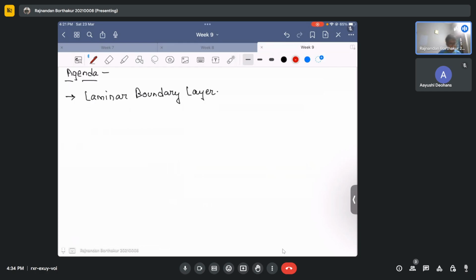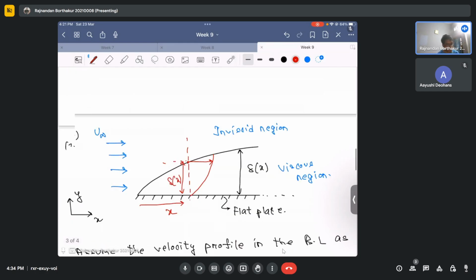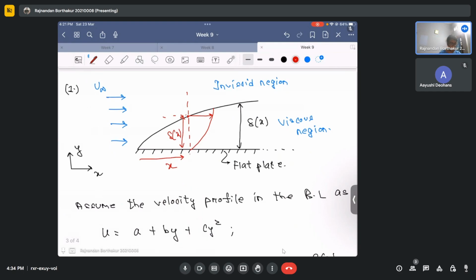All right, so let's get started. We don't have much time today, so we'll just try to solve one problem associated with boundary layer. The problem is indeed very simple, and it is similar to the one that you solved for your assignment as well.